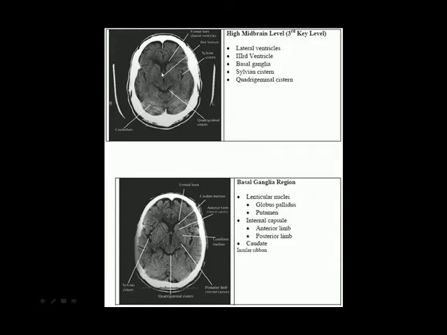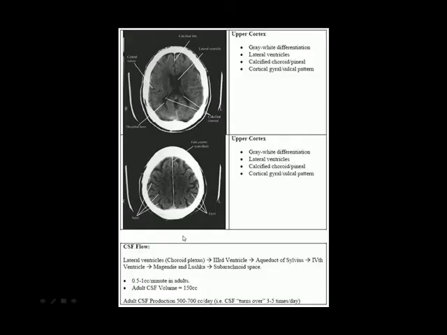These are your ventricles. And here is the area where you will find your basal ganglia. You have white matter in here, and your gray matter is towards the outside.